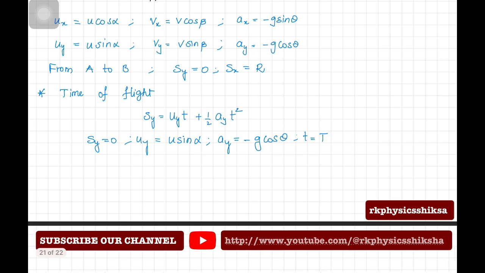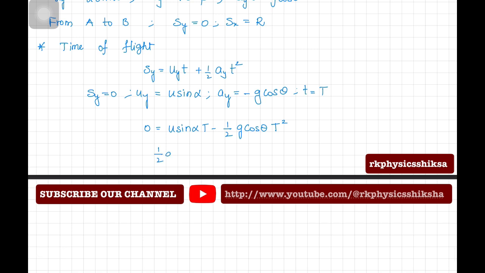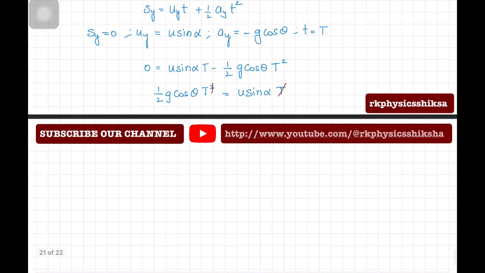So substituting all these values in the above equation, I get 0 is equal to u sin alpha into capital T minus half into g cos theta into T square. From which I can write half g cos theta into T square is equal to u sin alpha into capital T, from which one T gets cancelled out, and I get the time of flight capital T is equal to 2u sin alpha divided by g cos theta.